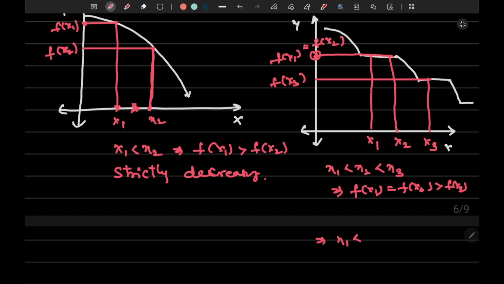So together what can we write here? x1 is less than x2 implies f of x1 is maybe greater than or equal to f of x2. Understood? So reverse sign is strictly decreasing. Reverse sign with equals to is decreasing. It is just decreasing.